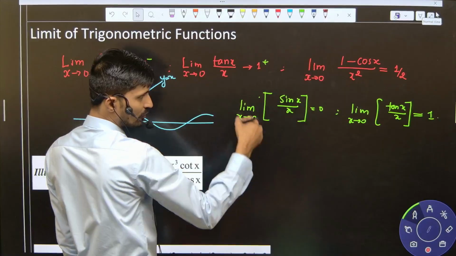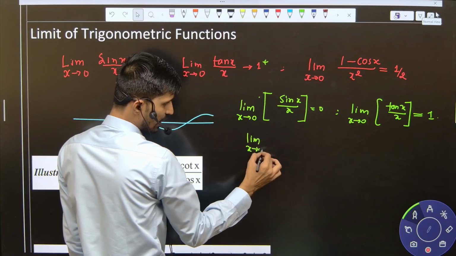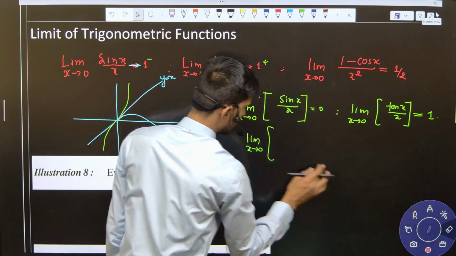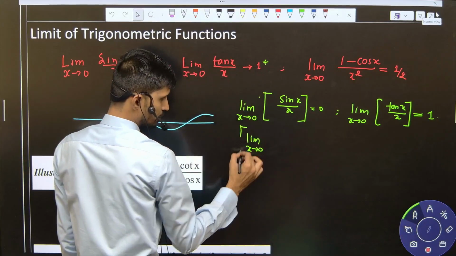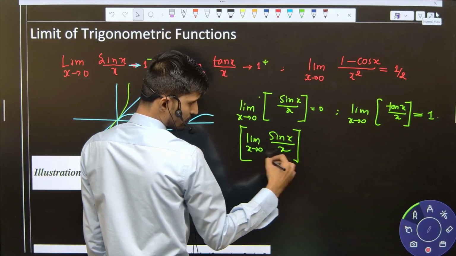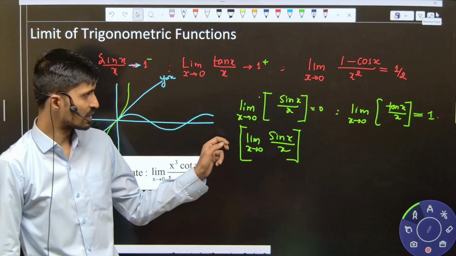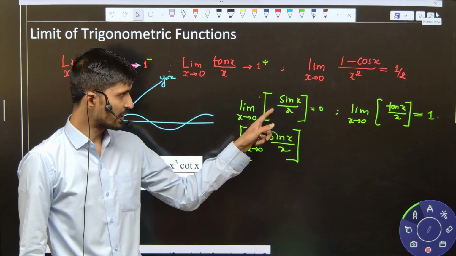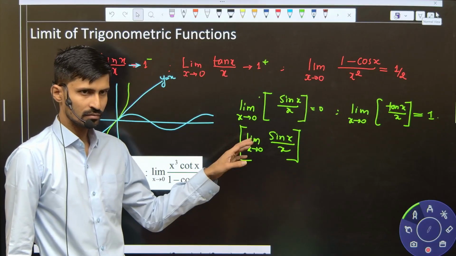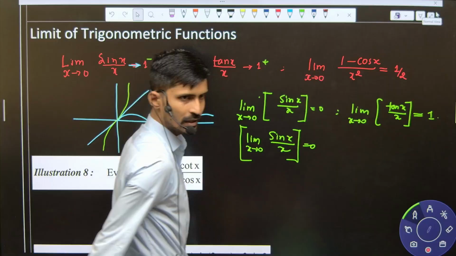Same thing, to confuse you, they can write like this. Limit x tends to 0, this will go inside. Both meaning is same. This we can take inside and that we can take outside. So here also the value will be 0. Same thing they can write for tan. There also the value will be 1.